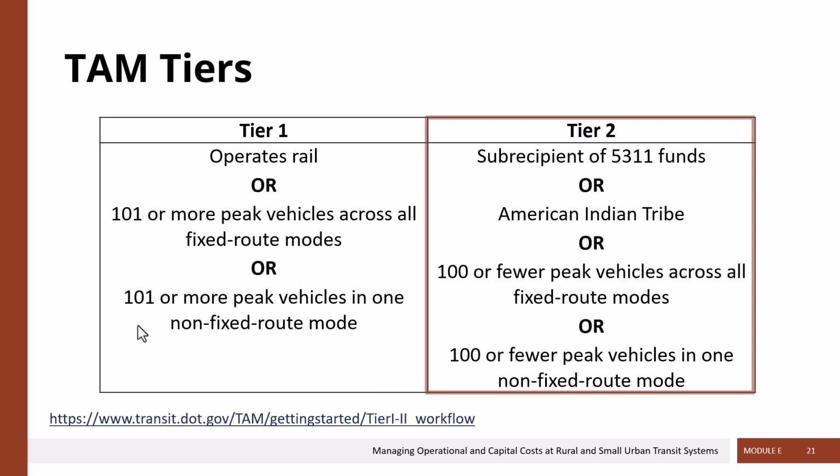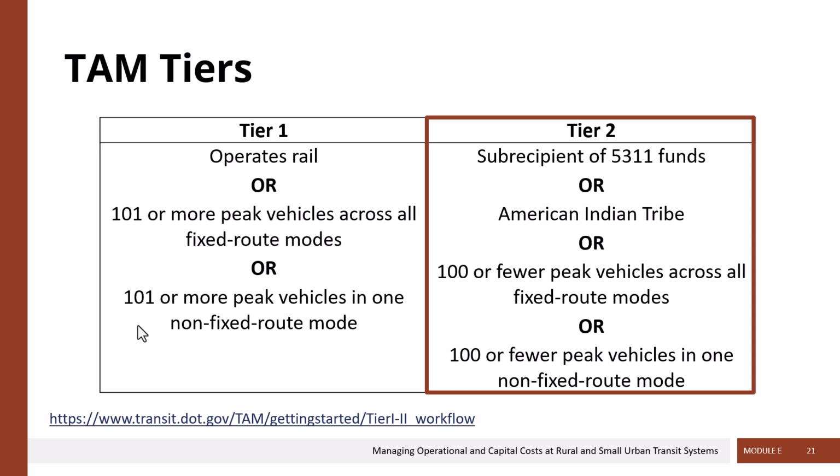On the Tier 2 side, any subrecipient of 5311 funds, if that's the only kind of funding you receive, then you are a Tier 2 subrecipient. It doesn't matter what size of agency you are. Or if you're an American Indian tribe, then you are automatically Tier 2. If you don't meet those two qualifications, you may still be Tier 2 if you operate 100 or fewer peak vehicles across all fixed route modes, or you operate 100 or fewer peak vehicles in one non-fixed route mode.